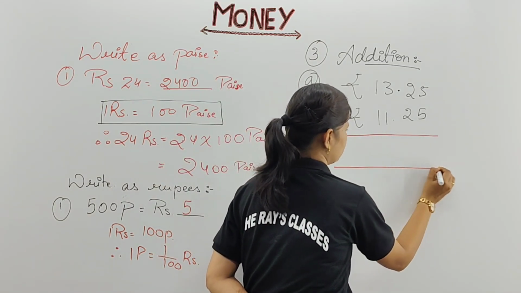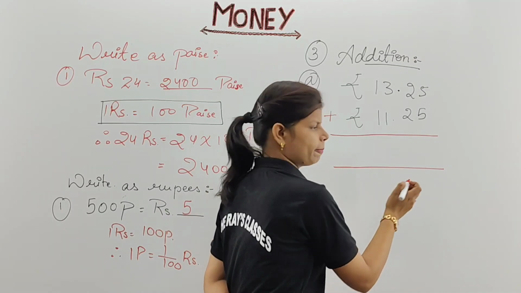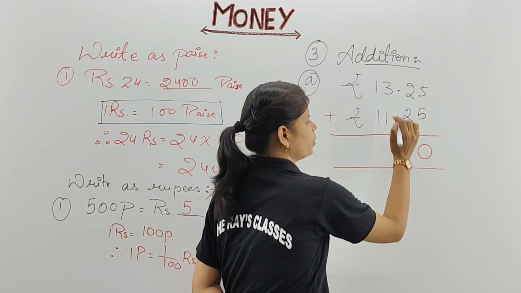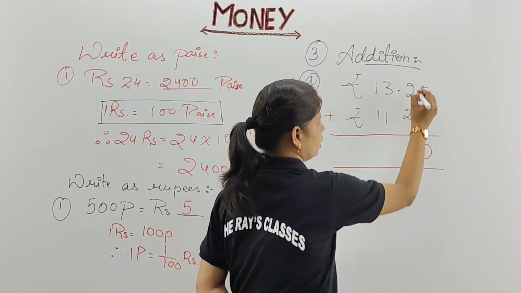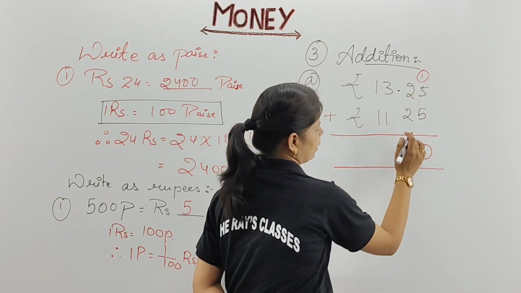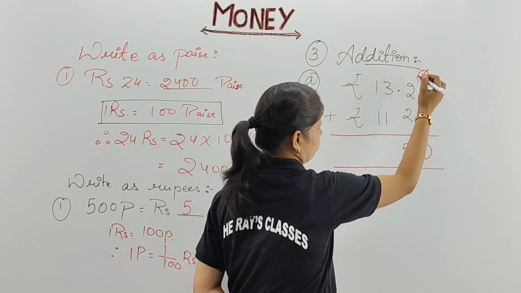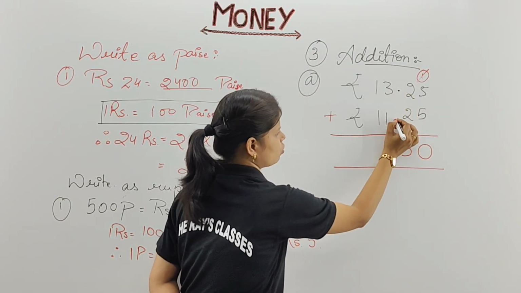Directly we are going to add. Now add. 5 plus 5 we are having 0. 2 plus 2 we are having 4. 4 plus 1. Here your carry left will be 1. That will be your 5. Now please cut. Already we have written here. Then put this dot symbol.